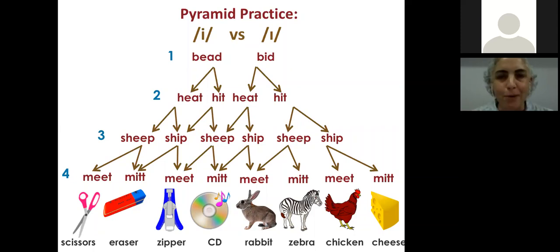So starting at line 1, bid, sheep, meat.